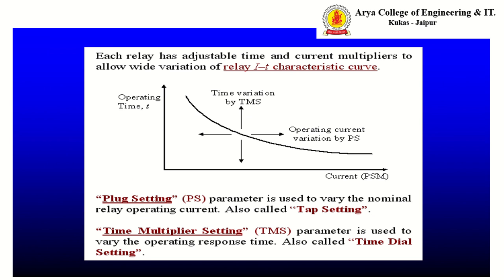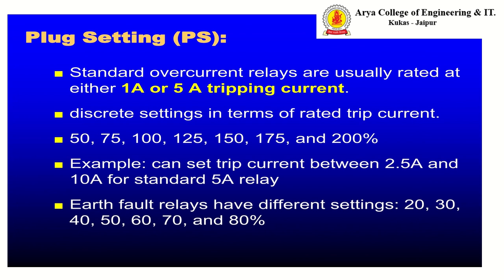Operating time is shown here varying by the time multiplier setting, meaning this slope can be achieved by the user by varying the time multiplier setting. How much of that current we have to pick up is adjusted by our TMS setting. Now operating current variation by plug setting. The plug setting parameter is used to vary the nominal relay operating current, also called step setting, while the time multiplier setting parameter is used to vary the operating response time, also called time dial setting.